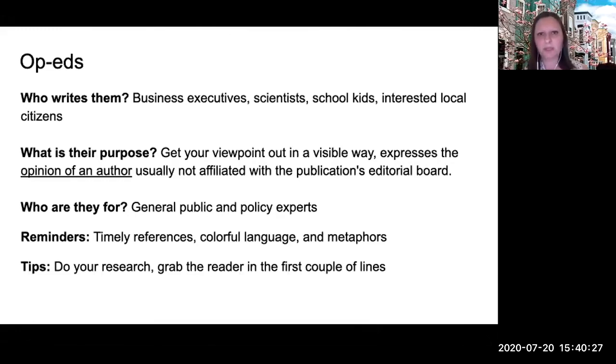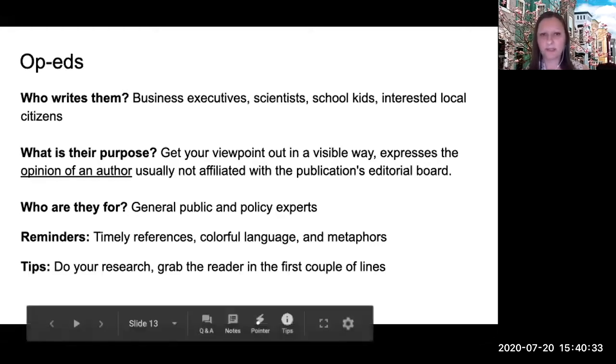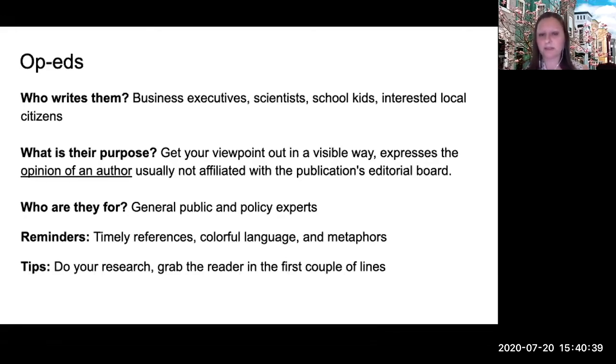And they're typically published by newspapers or magazines, and the opinion of the author is typically not necessarily affiliated with the publication's view. But they have been shown to actually affect both the view of the public and policymakers. And so I put a paper at the end that you can read, that opeds actually do change opinions of people.